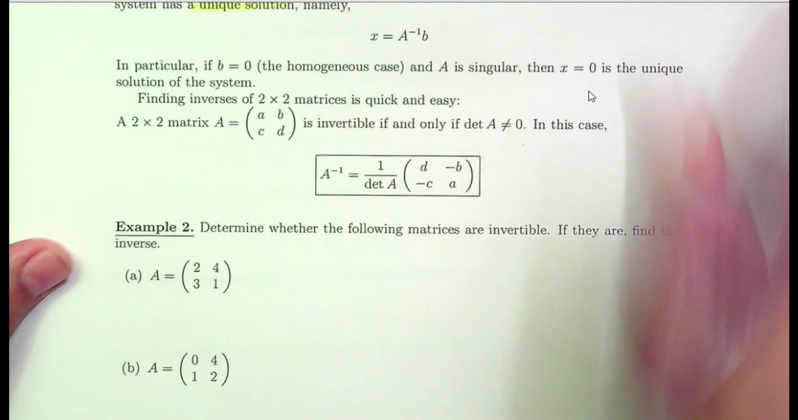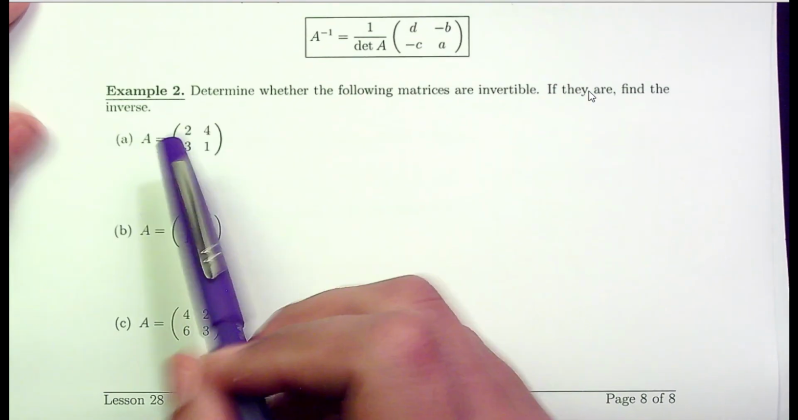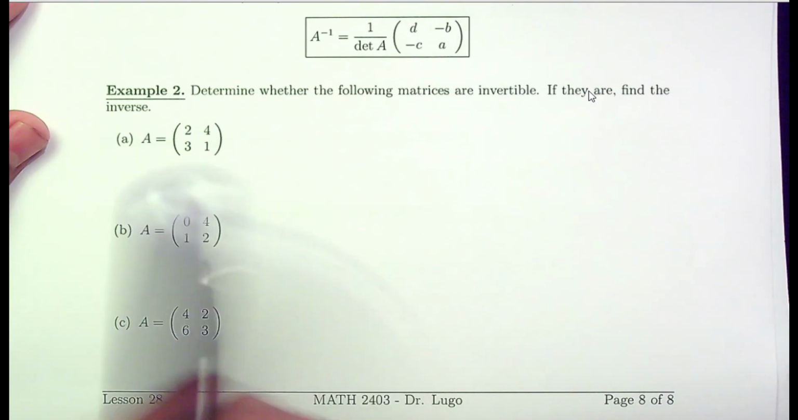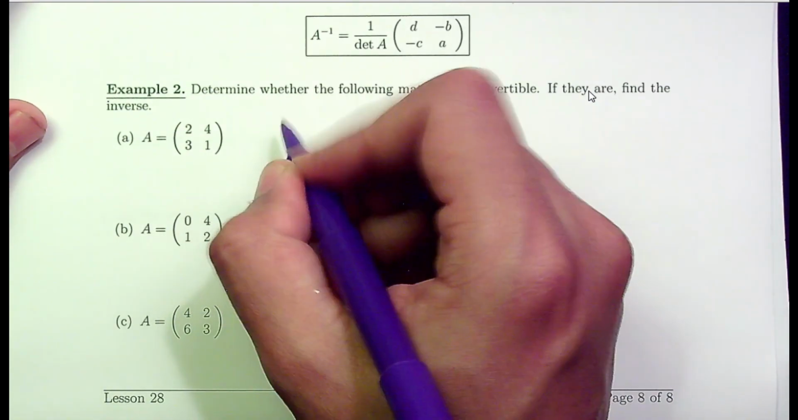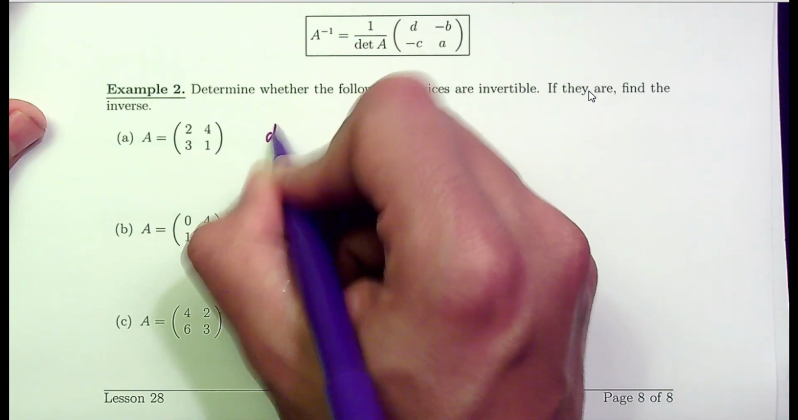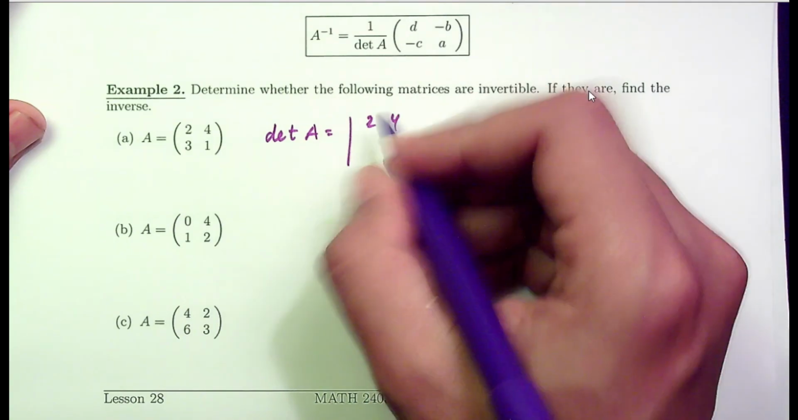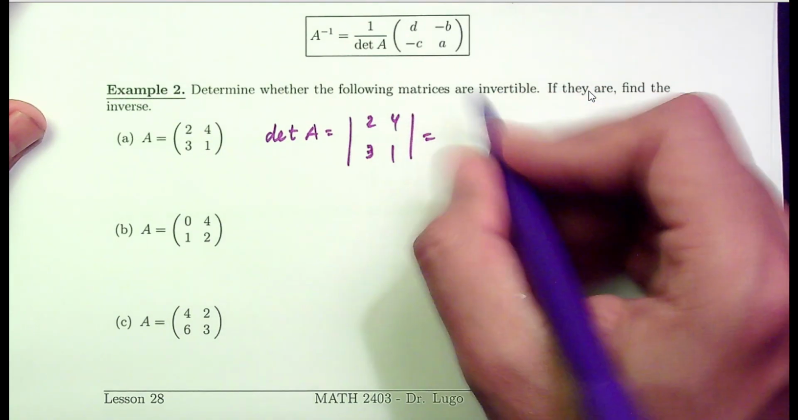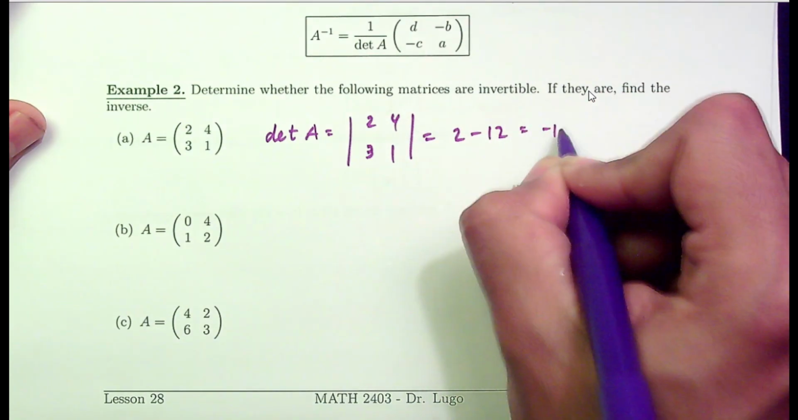All right, so let's use the formula real quick to figure these ones out. Figure out whether each of the following matrices are invertible, and if they are invertible, what is the inverse? Okay, figure out whether they're invertible, find the determinant. The determinant of A in this one is 2, 4, 3, 1. So, of course, multiply, so this is 2 minus 12, which is negative 10.